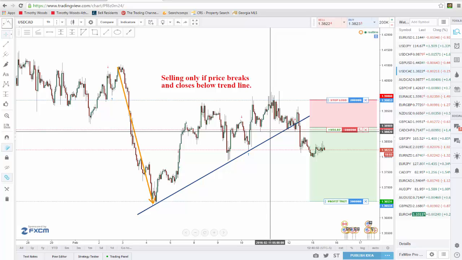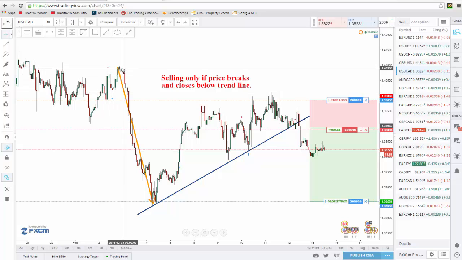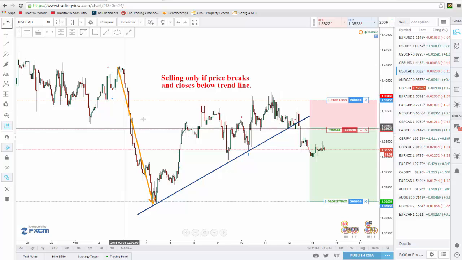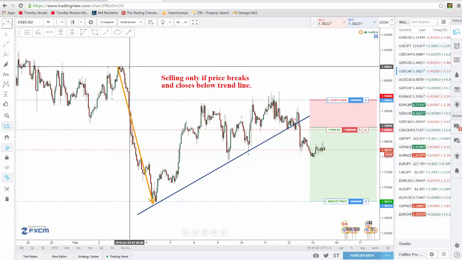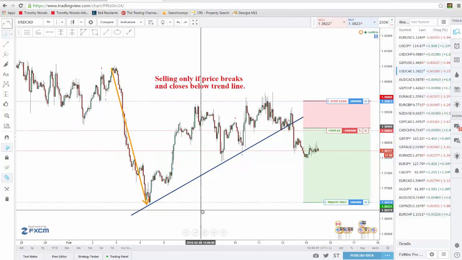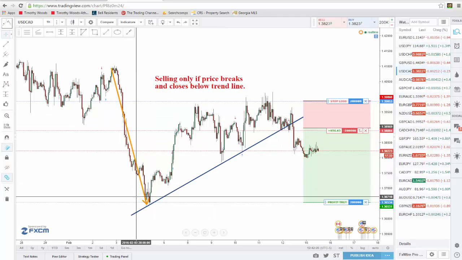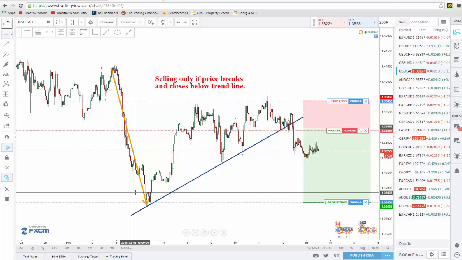And with that out of the way, let's talk a little bit about the chart you see in front of you. So here on the CAD, we had a very impulsive move to the downside back on February the 3rd. This impulsive move took us down 450 pips. And what I was looking for after the impulsive move was the creation of a trend line, which required a few different support levels to come in.